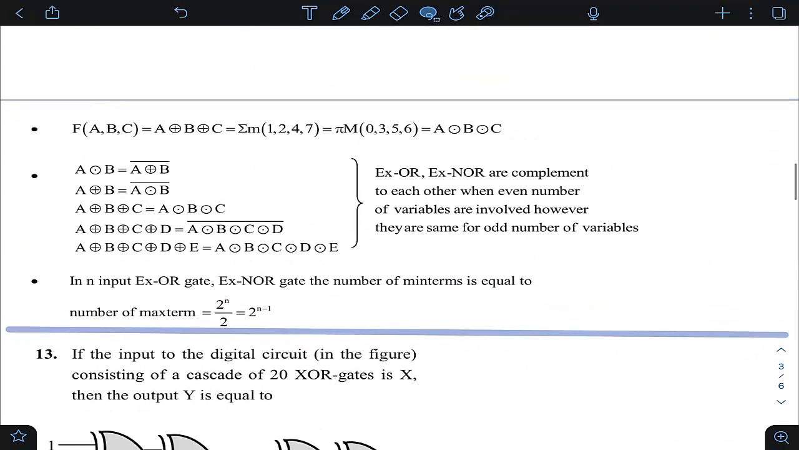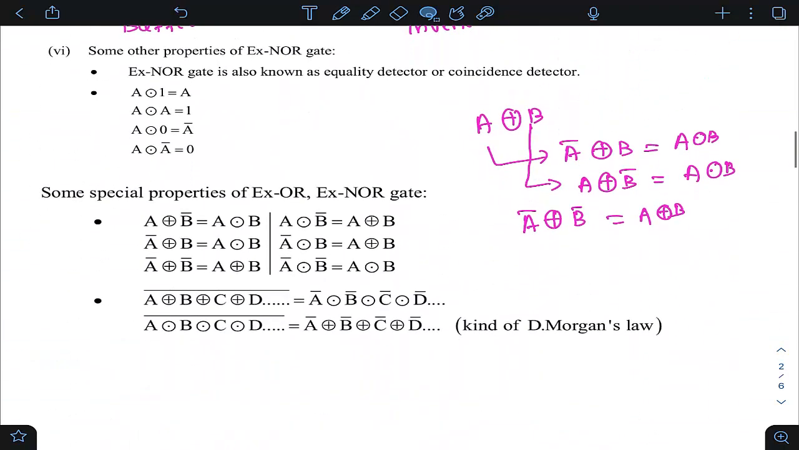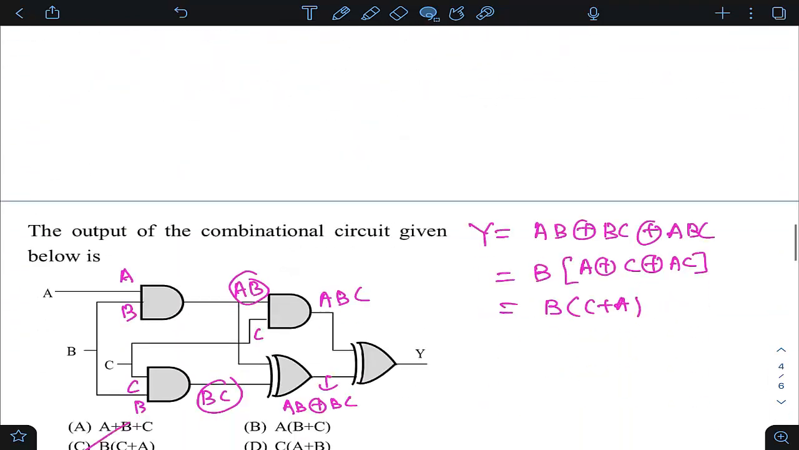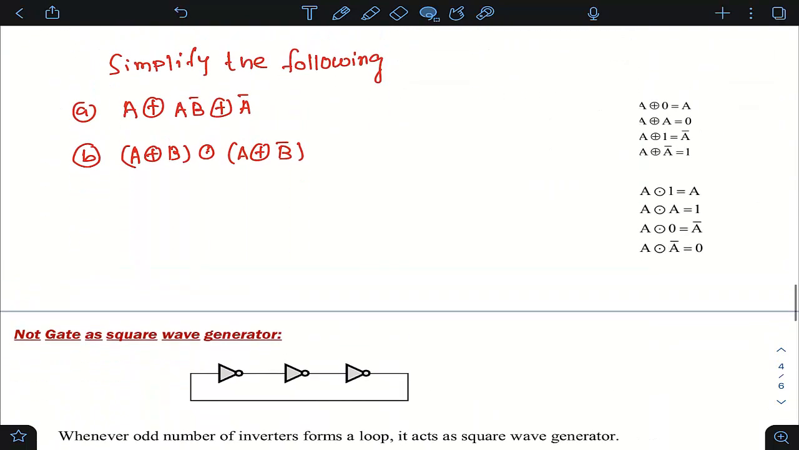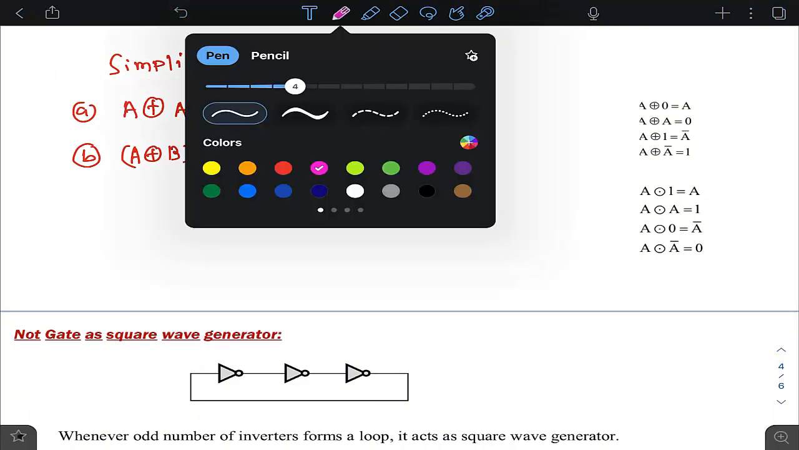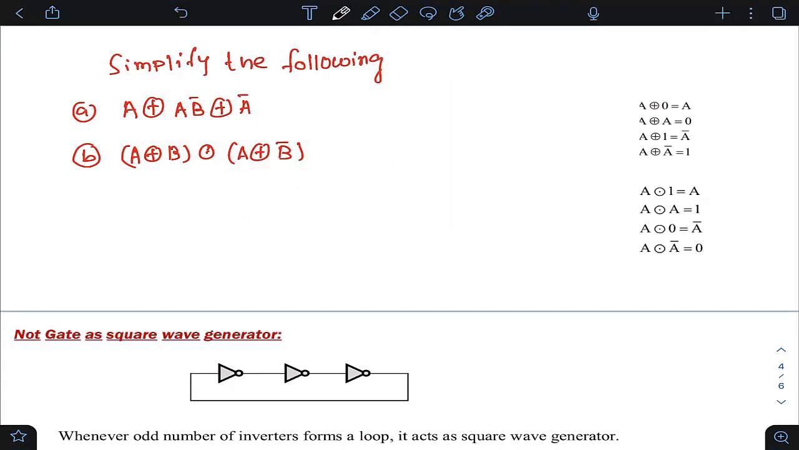And along with this, I also need this setup property. Okay, see. So here the question is simplify the following. So how do you simplify this? I want to start with this one.